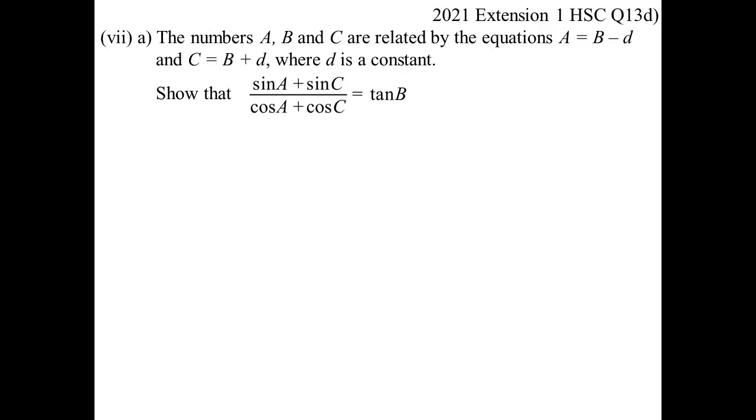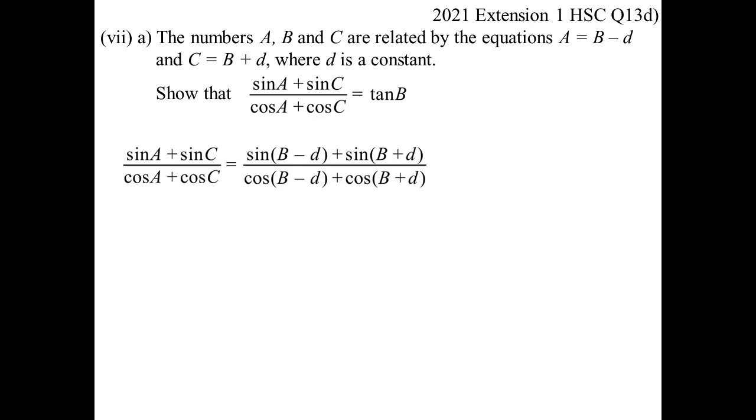All right, let's get a little bit more recent. 2021, this was nice. Extension 1, the numbers A, B, and C are related by the equations A is B minus D, and C is B plus D. D is some constant. We have to show this expression. Well, they've told me A is B minus D and C is B plus D, so it kind of makes sense to substitute that in, and that's what we get.